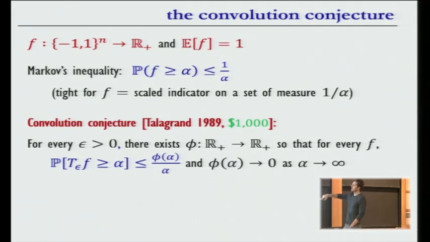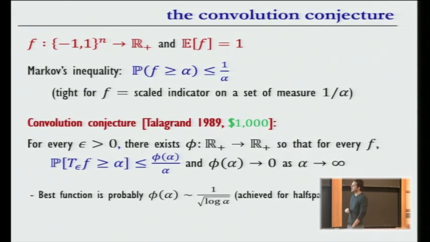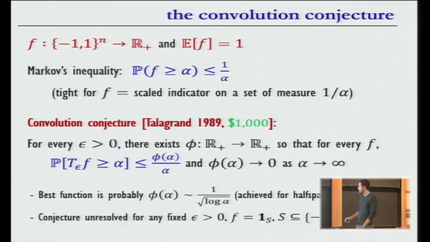This is the original form, and on the next slide I'll have a version which I like better, which is more intuitive. A few notes. The best function phi you can probably achieve here is 1 over square root of log alpha, and that's tight if you take f to be the indicator of a suitably chosen half space in the discrete cube, a threshold function. The conjecture, with the $1,000 prize, is still completely open for any value of epsilon, even if you just consider indicators of sets. No one knows if it has a positive resolution.